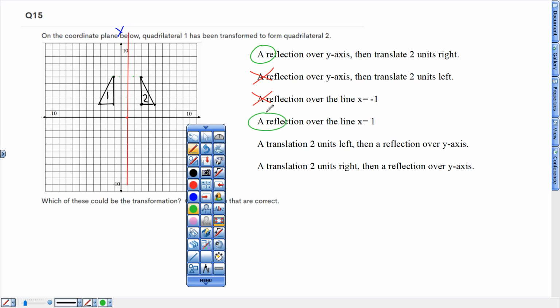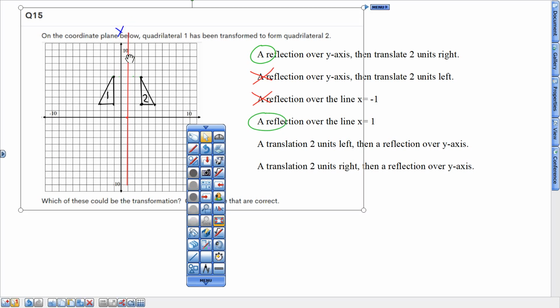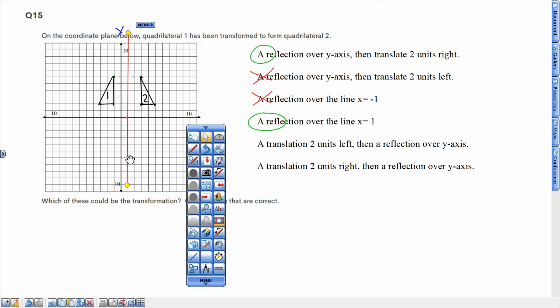The last ones are going to have you do a translation first and then a reflection. So let's get rid of this line. This one says translate 2 to the left. So that would be taking this triangle 1 and moving it 2 to the left to get it right here, and then reflecting it over the y-axis. Let's see. So then if I reflect it 1, 2, 3 on this side, 1, 2, 3, it looks like it ends up perfectly on top of that. If I shove it to the right first and then reflect it, it's money.